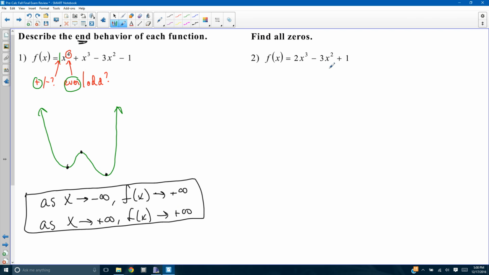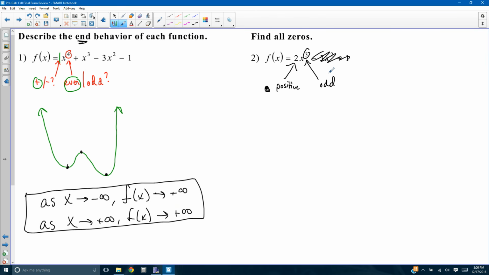Same thing as before. These things really don't matter. In fact, you could cross them out and ignore them completely. This is an even value. This is a positive value. And this is an odd exponent.